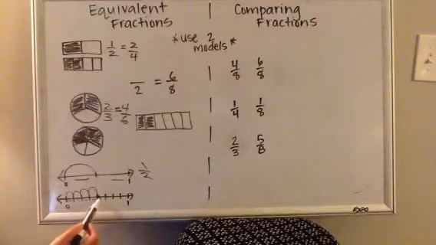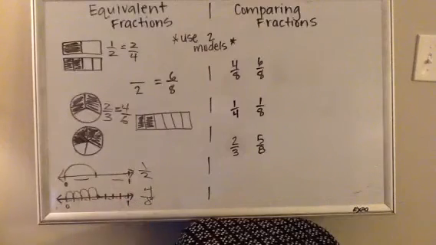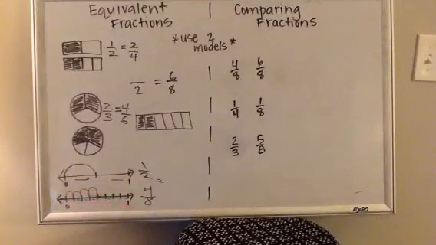Let's look: 1, 2, 3, 4, 5, 6, 7, 8. I hopped 4 of the 8 parts on my number line. So 1/2 is equal to 4/8.